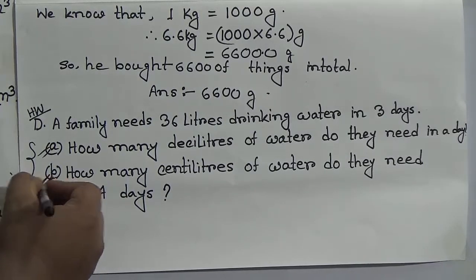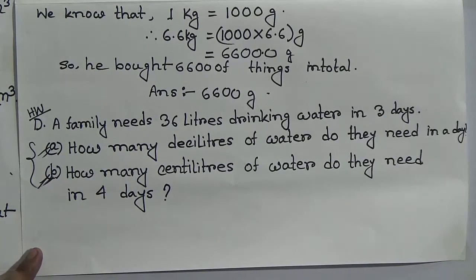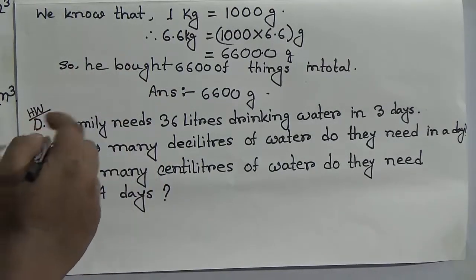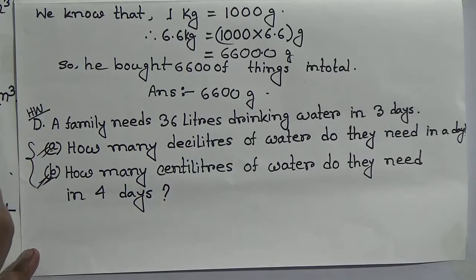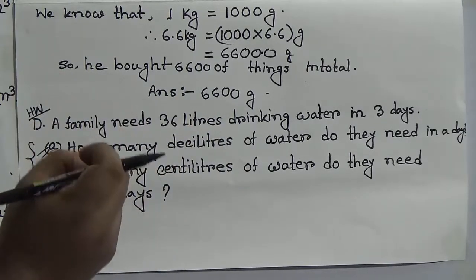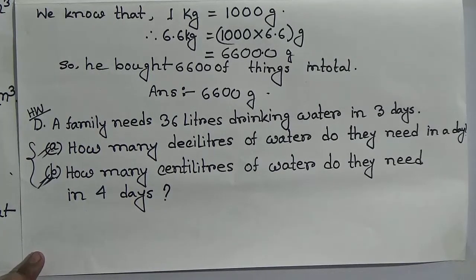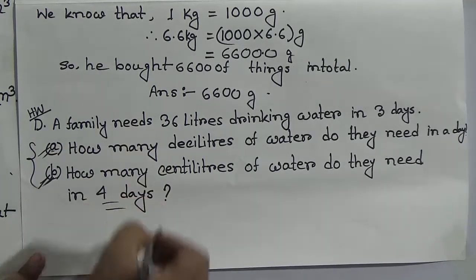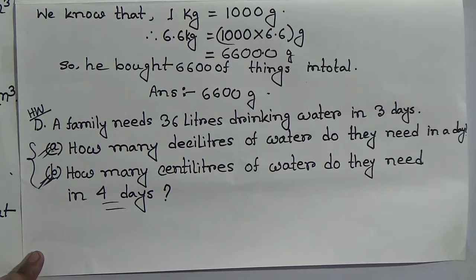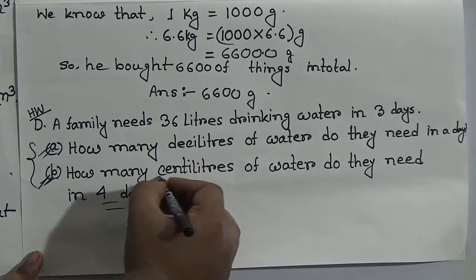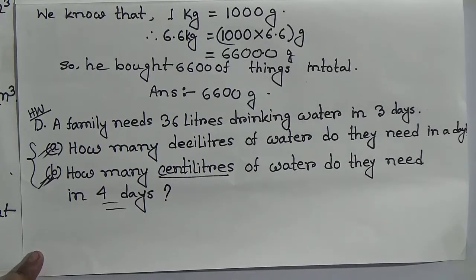Our question number B is, how many centiliters of water do they need in 4 days? So from question number A we get in 1 day how many liter of drinking water needs a family. Then we multiply that amount of liter with 4 and finally we get the amount of liters that a family needs in 4 days. Then we want to convert these liters into centiliter and we finally get the answer.